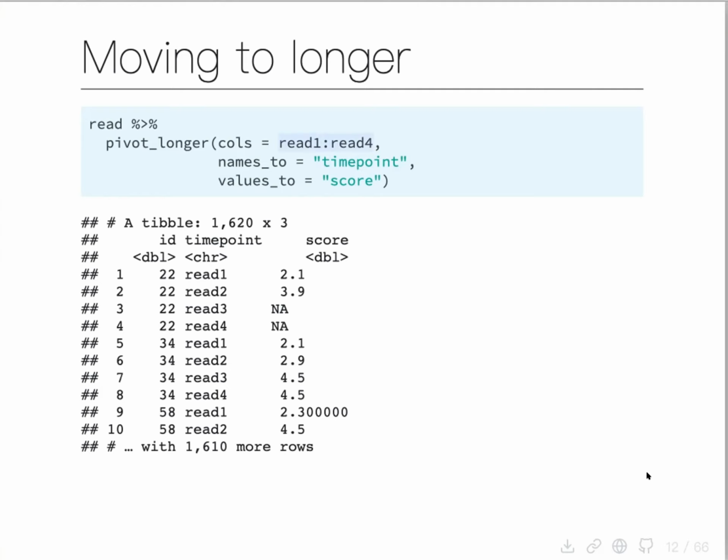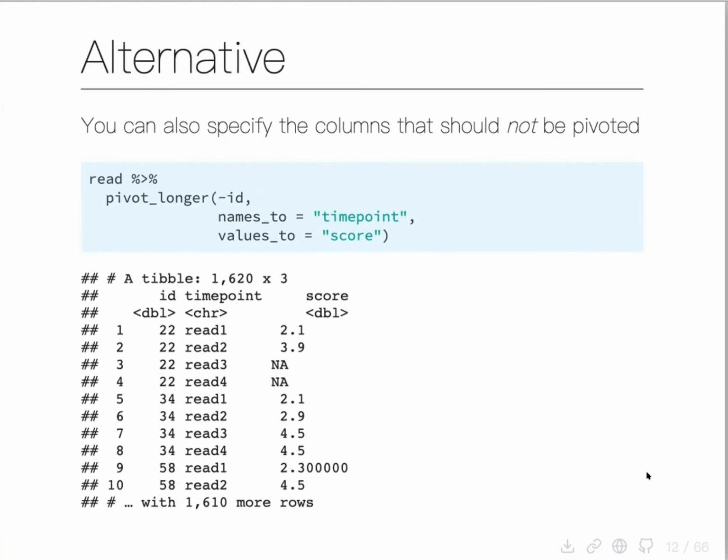Other questions? Okay, we will do more of this too. So as I mentioned, you can also specify the columns not to be included in the pivot. So you can say minus ID. You could also say minus C and then specify a bunch of columns. So minus all of these columns, don't include any of these columns.